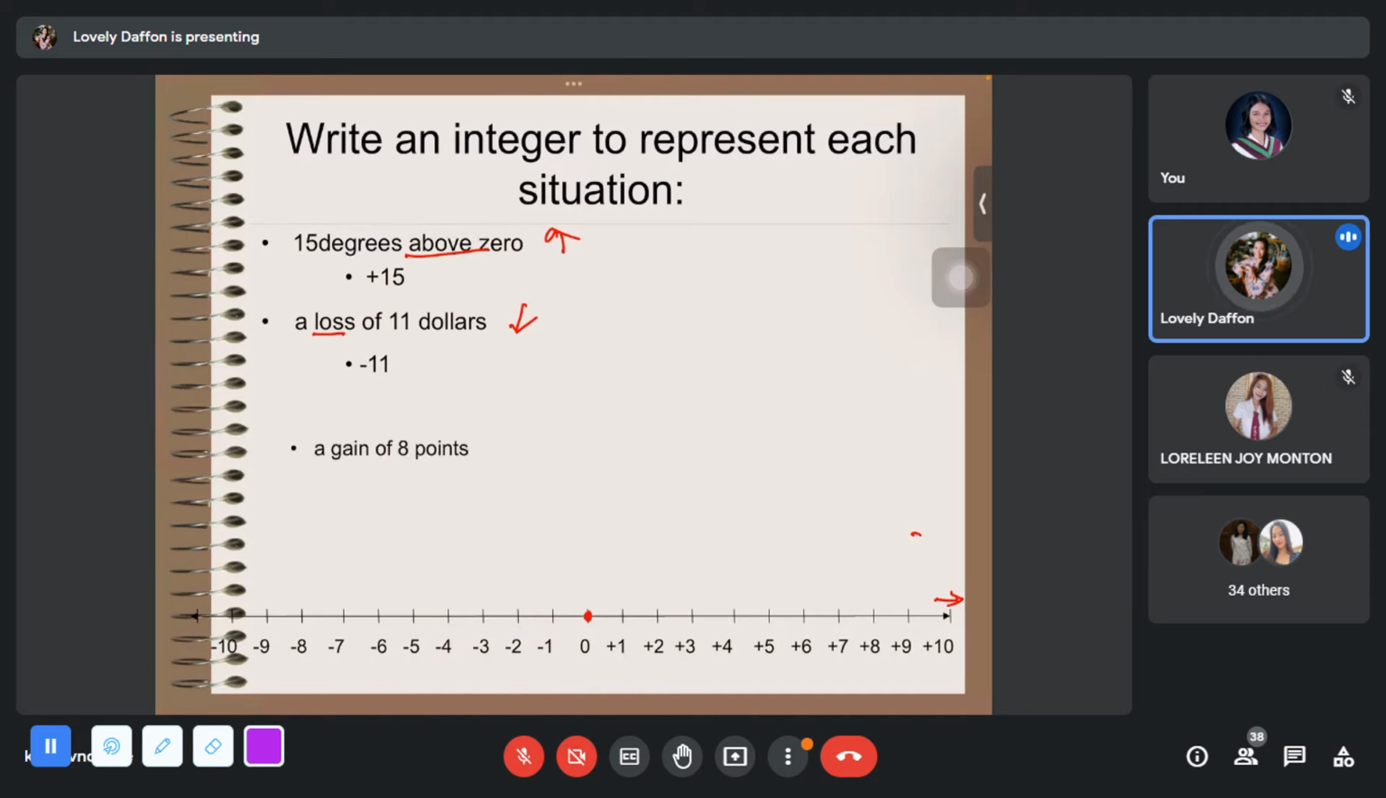A gain of 8 points. May nadagdag na 8 points. Or may nadagdag na 8 kilograms. So, it's an additional gain man. So, that is plus.